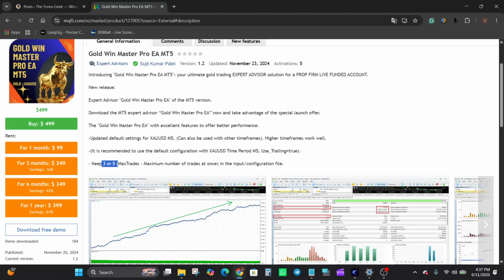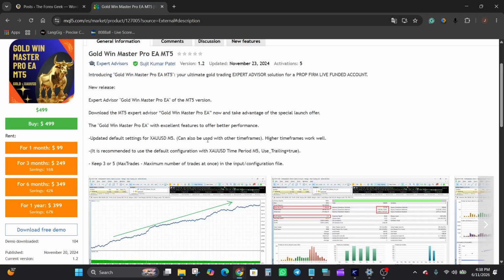Now, moving into the features section overall, what stands out is that this EA is structured around predefined settings and managed execution rules, especially for gold trading. So instead of users needing to build complex configurations, it is more about following the recommended setup for stability and consistency.